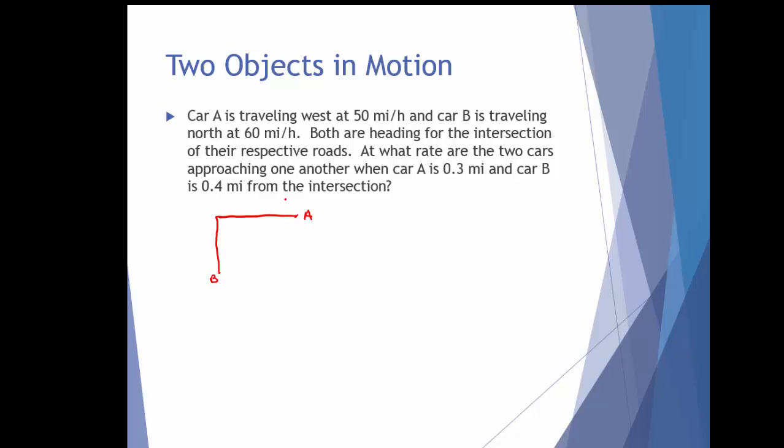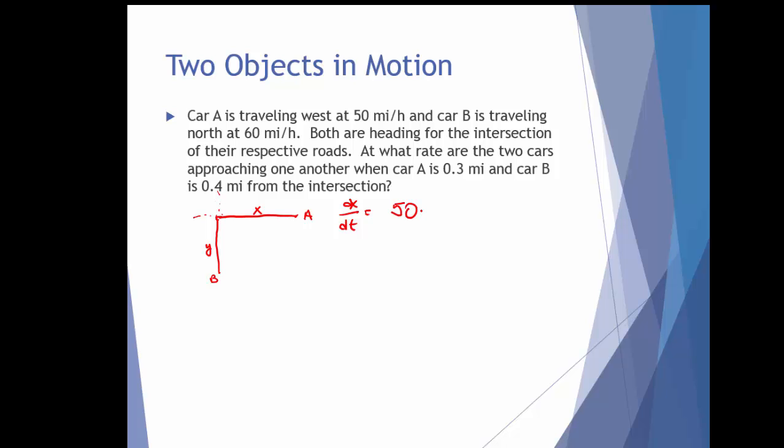So you can use any letters that you'd like. You can use A's and B's. I'm going to go ahead and use x's and y's because I don't want to get confused on whether I'm talking about the car or the distance. x represents the distance from car A to that intersection. This is the intersection of the two roads here. So x is the distance between car A and that intersection. So since car A is traveling at 50 miles per hour, that means that dx/dt is going to be equal to that rate. It's going to be 50 miles per hour.